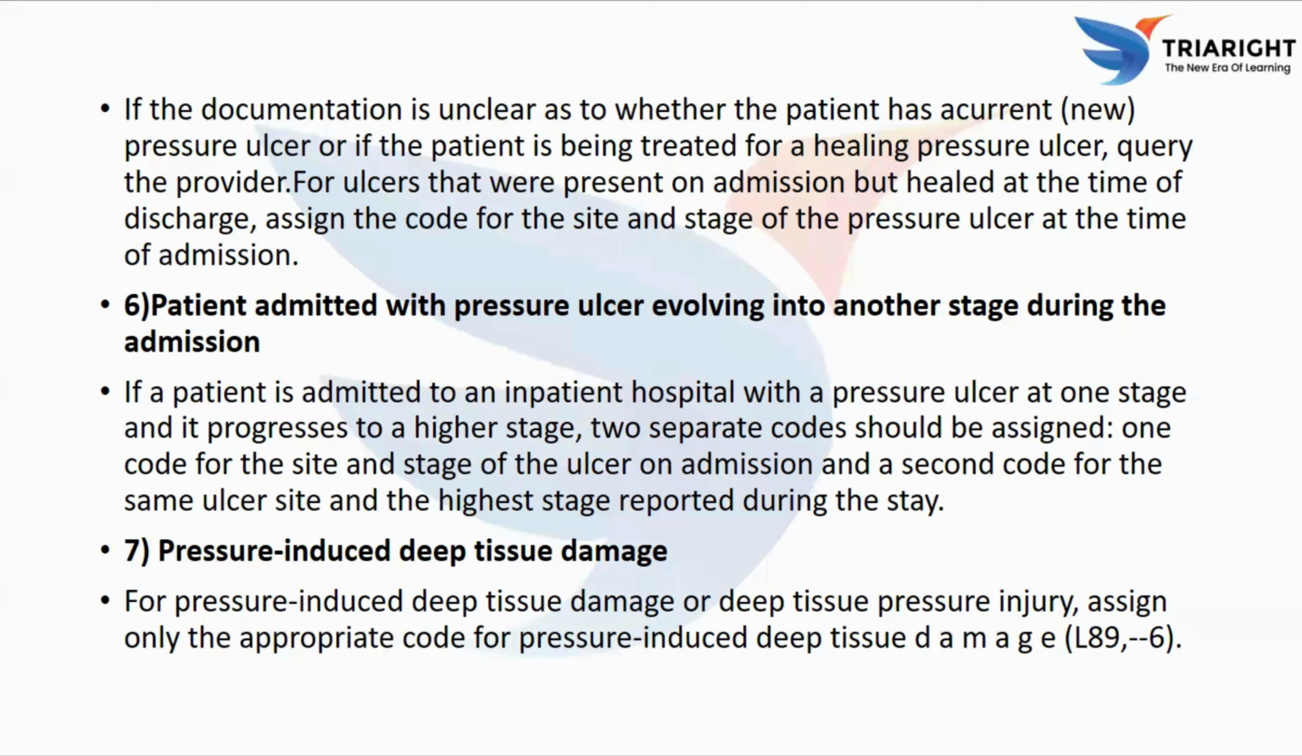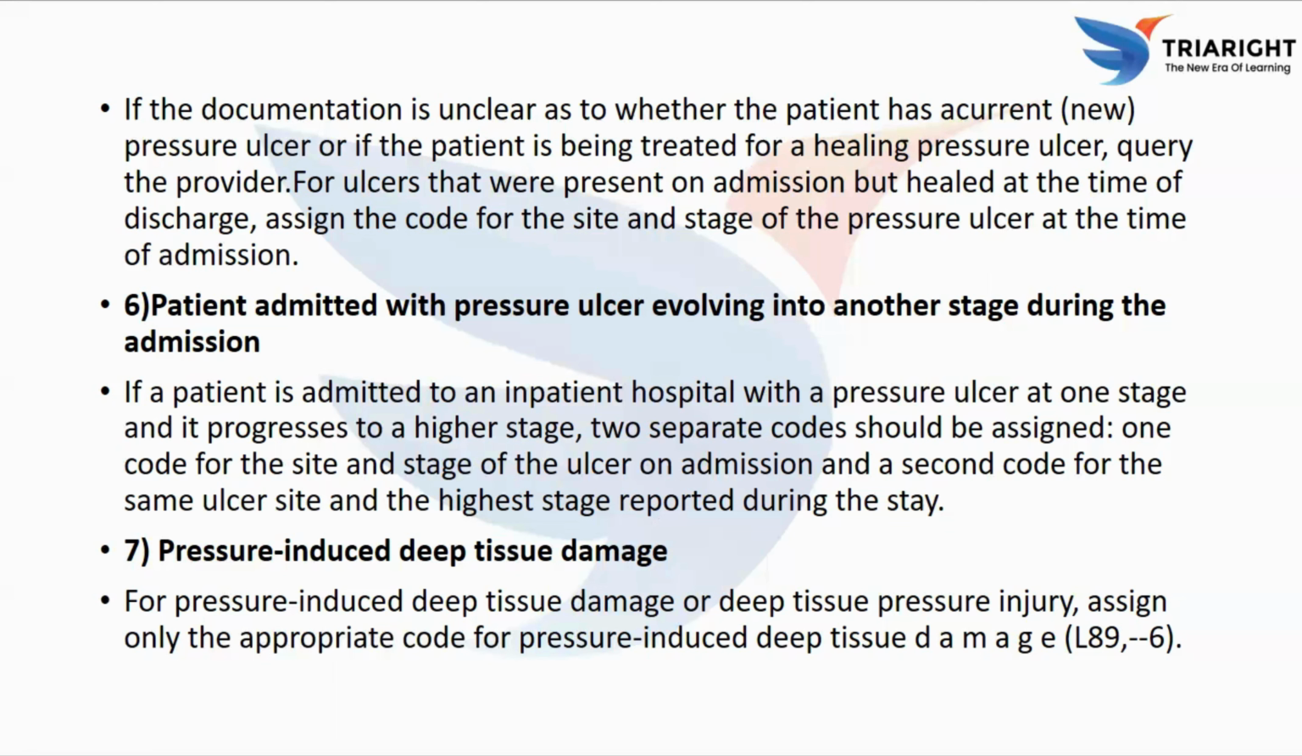For example, a stage 2 sacral pressure ulcer on admission progresses into stage 3 during hospitalization. So how do you code? You have to give two codes. One code for admission, that is sacral pressure ulcer stage 2, L89.152, and the other code is for during the stay, that is sacral pressure ulcer stage 3. So you have to assign different codes for the admission and also during the stay.